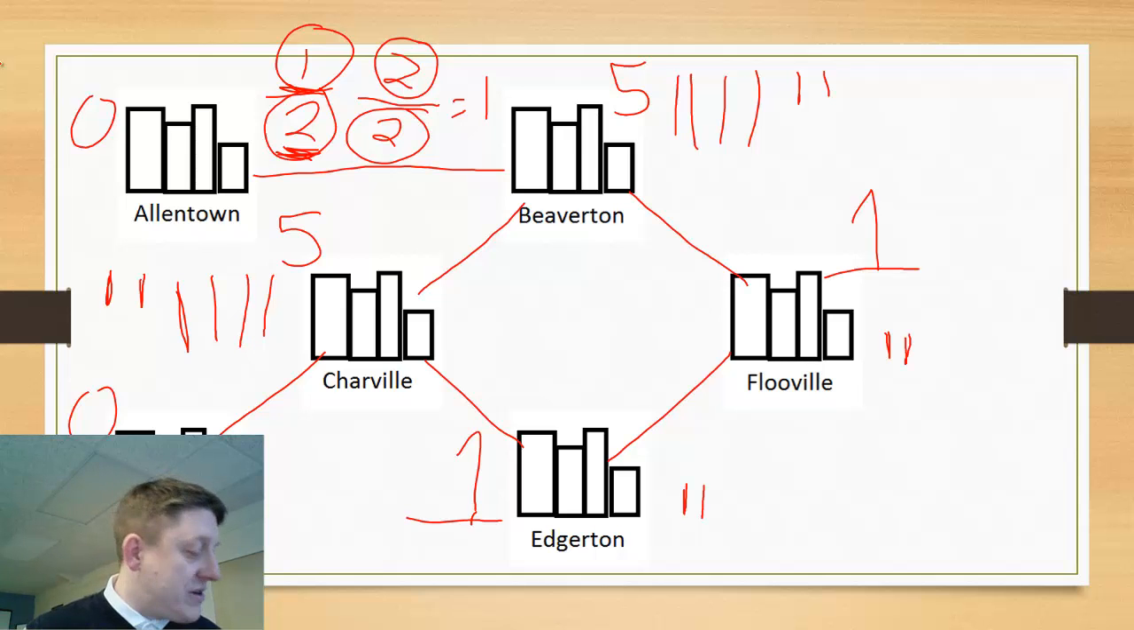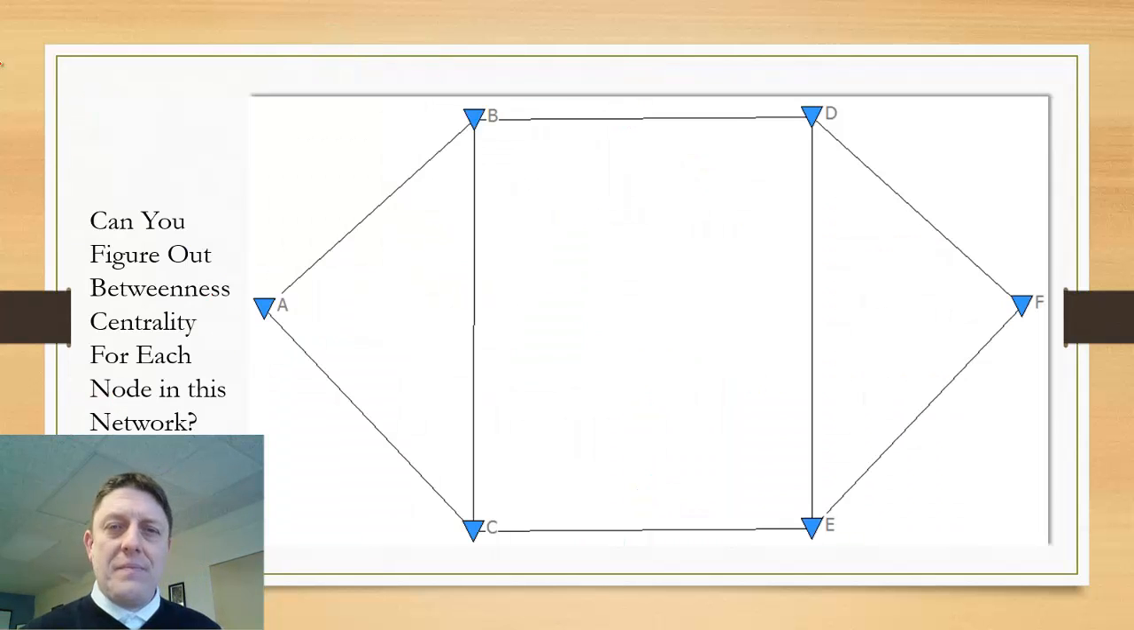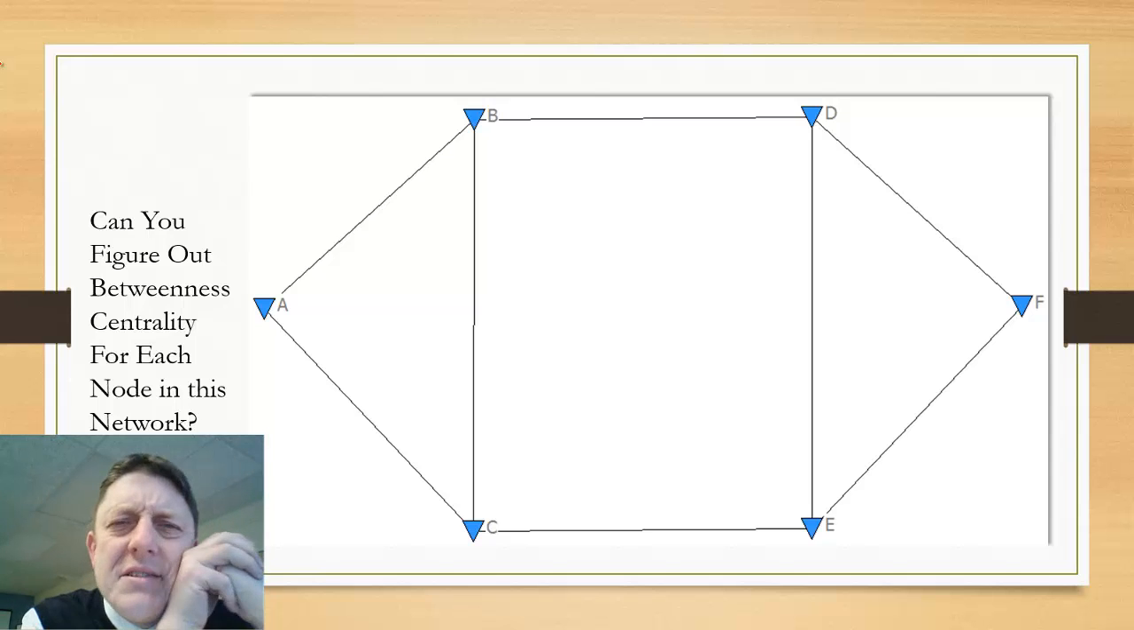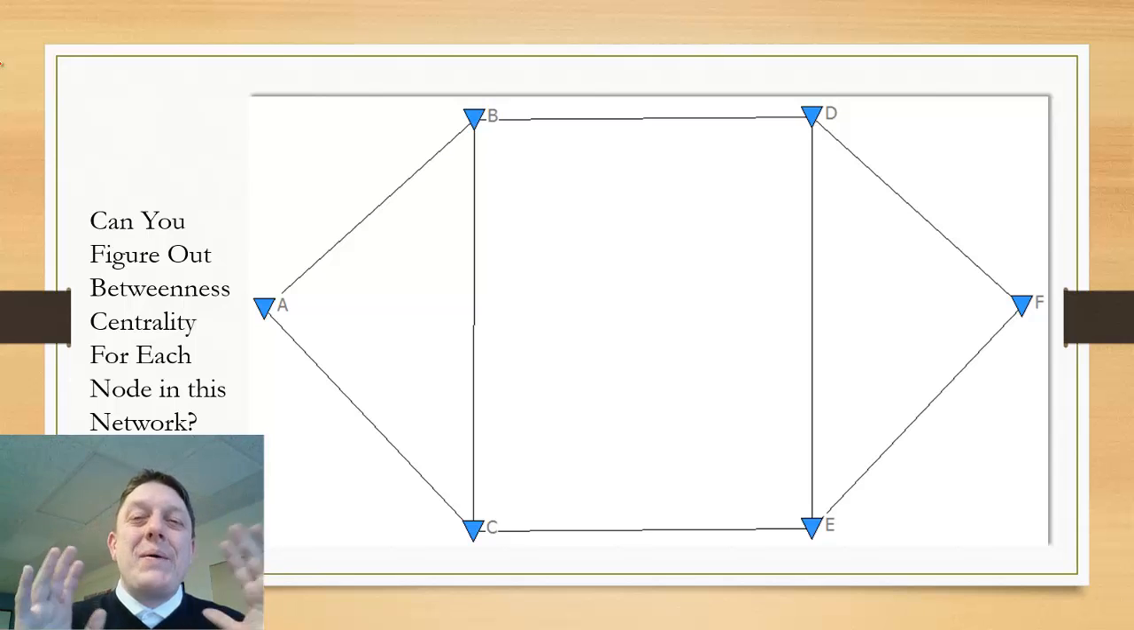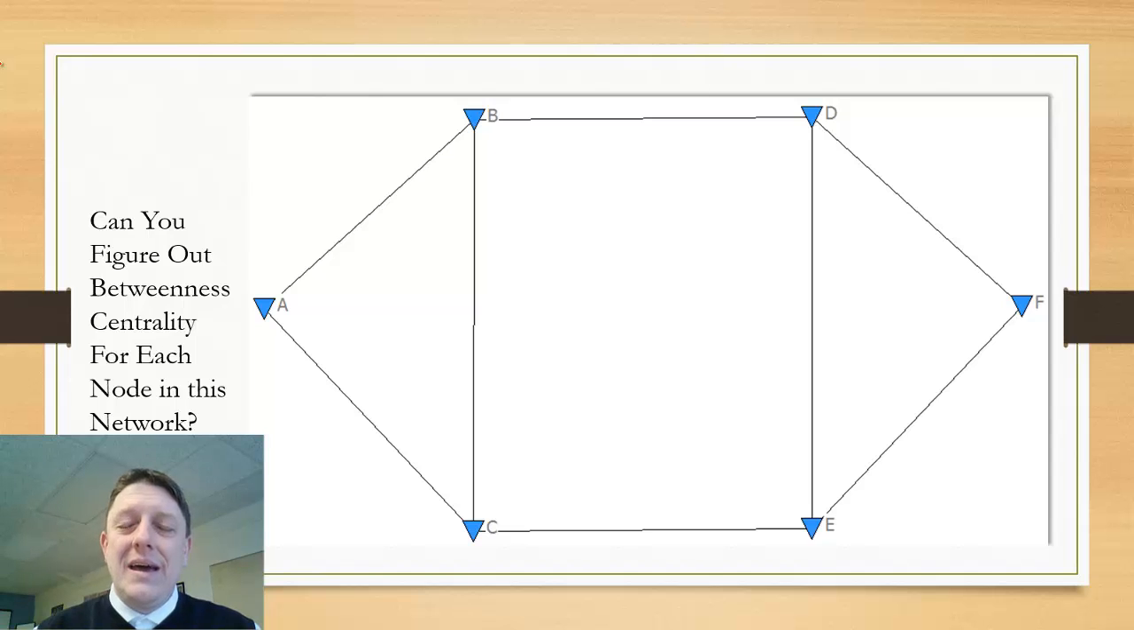That looks pretty straightforward. Can you figure out the betweenness centrality for each node in this network? How about this network? Pause the video, and then I'll come back and we will do a little figuring. Pause now.